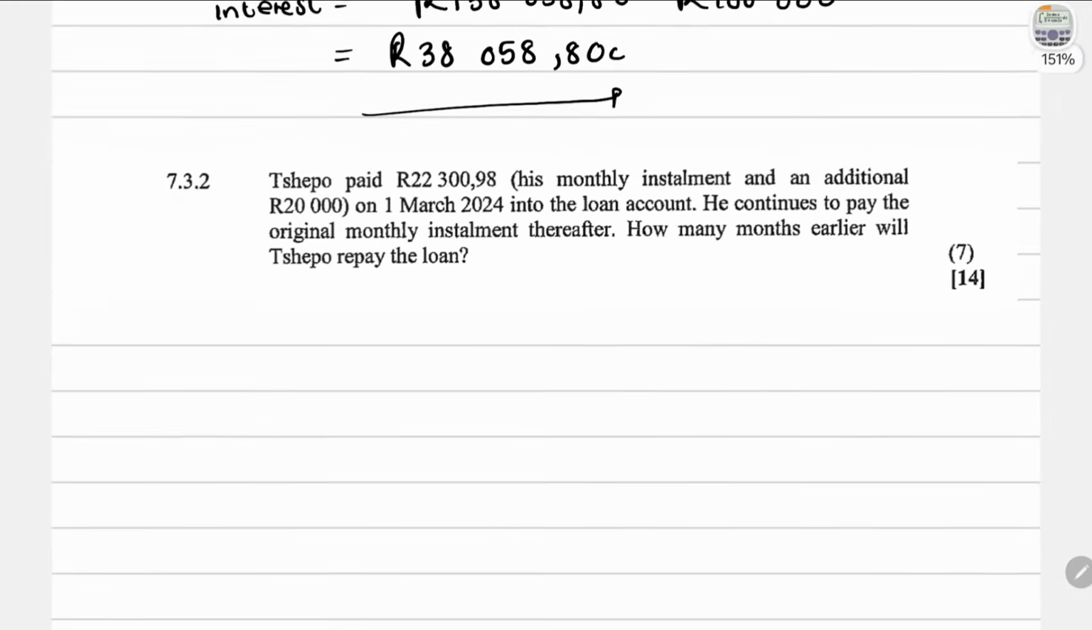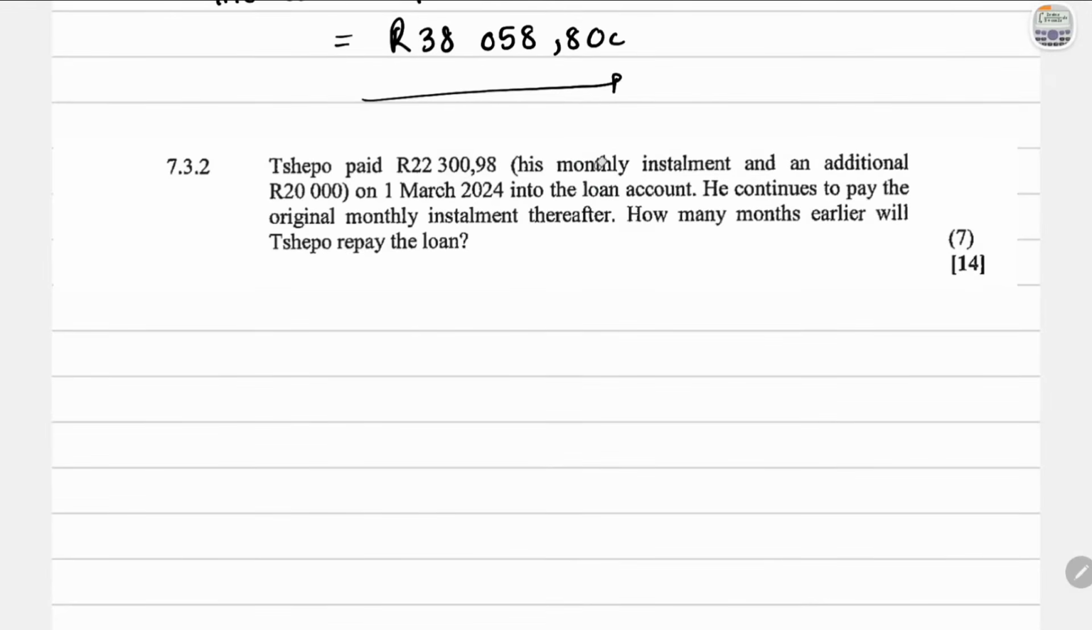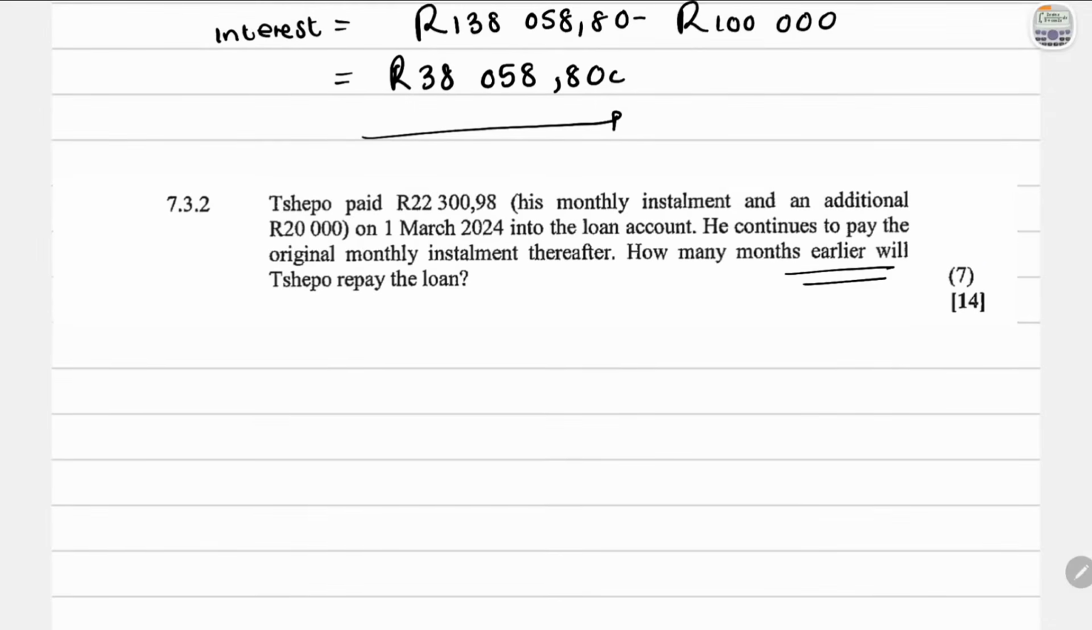Okay, we are now in 7.3.2, which is the last question for financial maths. And it finally says, Tsepo paid 22,398. Yeah, that looks familiar. Which is his monthly installment and an additional 20,000 on the 1st of March 2024 into the loan account. He continues to pay the original monthly installments thereafter. How many months earlier will Tsepo repay the loan? Yeah, so this is 7 marks. That last question is always a bit of a headache.